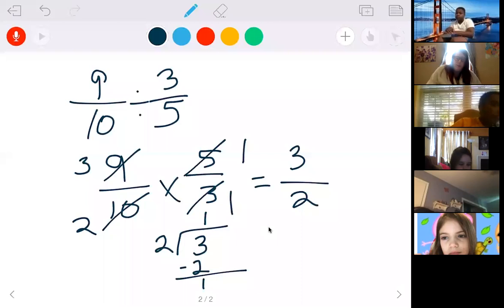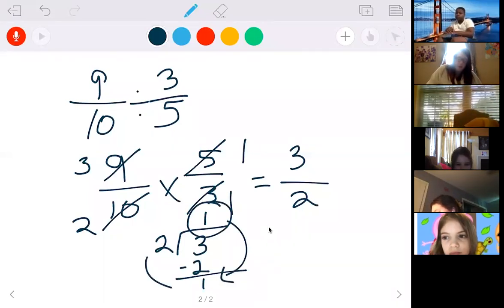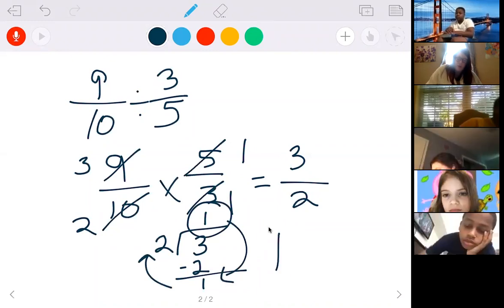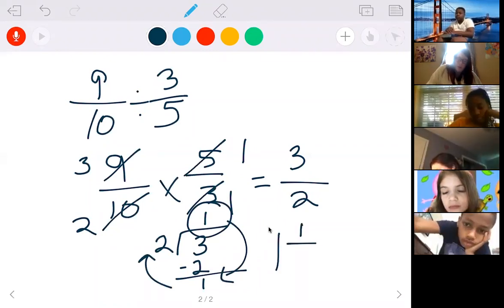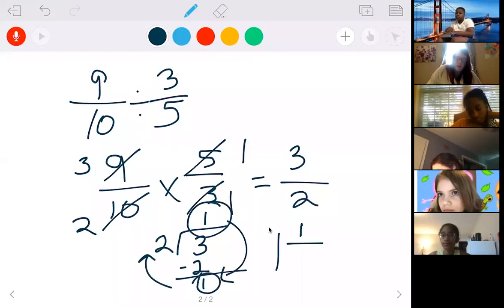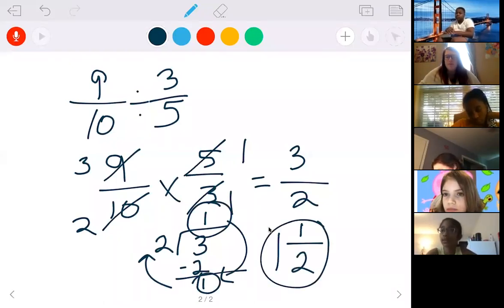Then if you don't remember, this is our whole number. And remember, we kind of said it's like a circle. 1 is our whole number. This 1 is our numerator. 2 is our denominator. So you get 1 and 1/2.